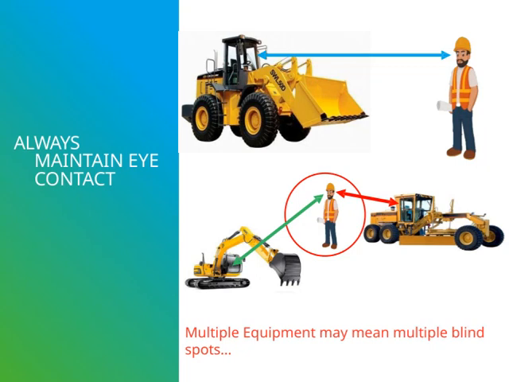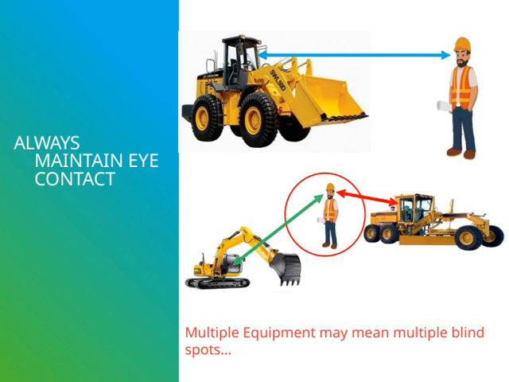When we deal with multiple equipment, it's important to remember that this can create multiple blind spots. Each piece of equipment has its own angles and areas that we might not see directly, which increases the risk of accidents or misunderstandings. That's why it's crucial to always maintain eye contact. Maintaining eye contact helps us stay aware of our surroundings and ensures that we're connected with our team members, even when the environment gets busy or complex.